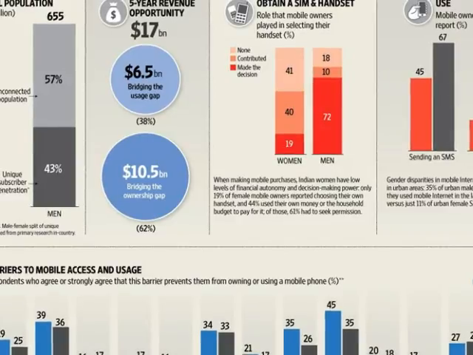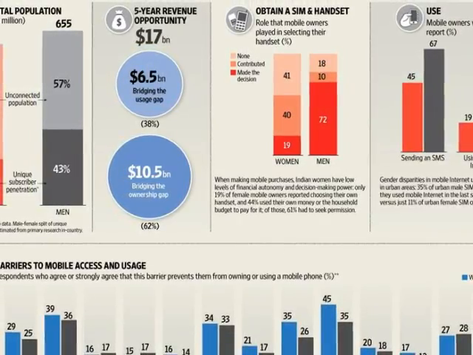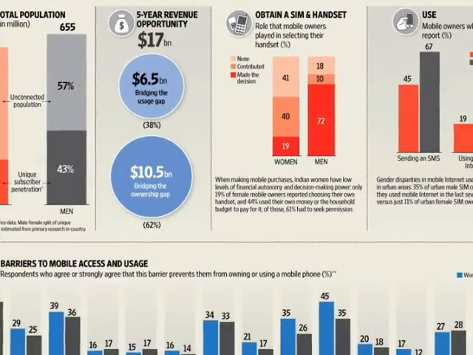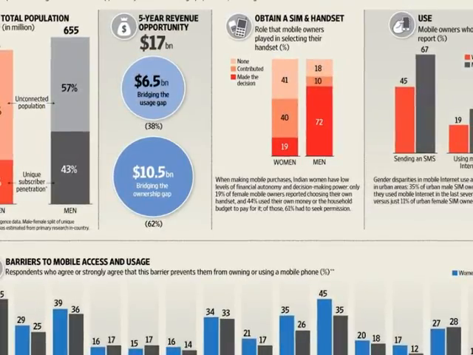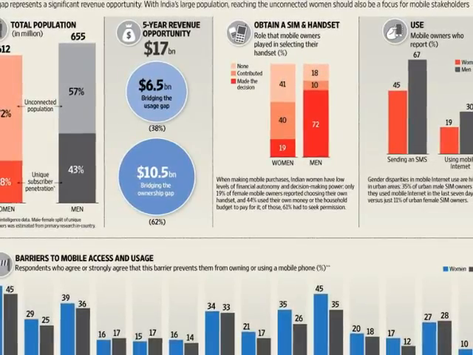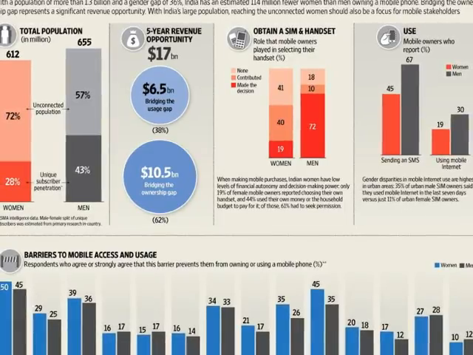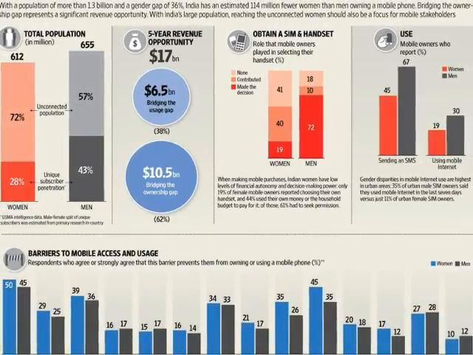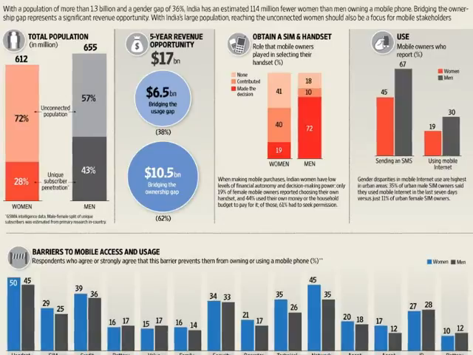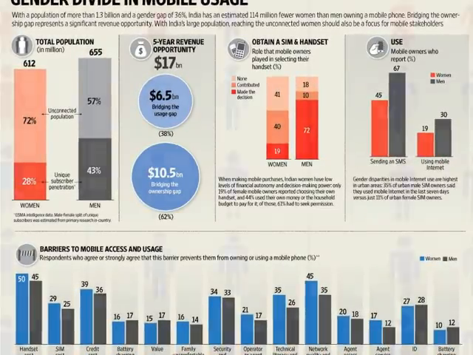Let's first take a look at how the digital divide affects genders. We can see here that 72% of women report to have a connection to the internet as opposed to only 57% of men. In addition to that, 67% of men reported to sending SMS messages as opposed to 45% of women, and only 19% of women reported using mobile internet for their own use.